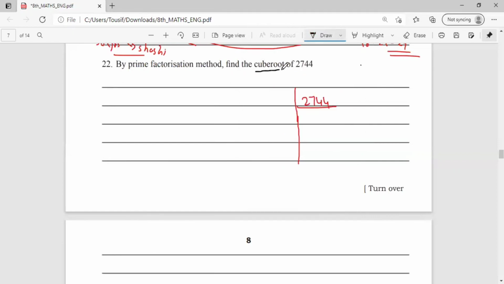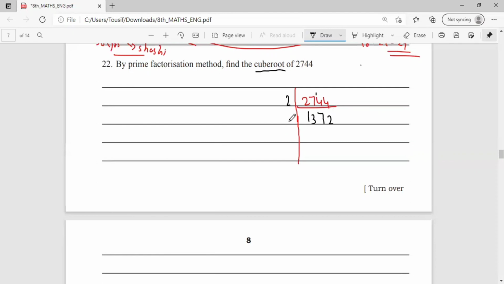Cube root means every factor should be repeated in the form of a triplet. A triplet is nothing but 3 times, right? Let us go with the first factor, 2. 2 ones are 2, 2 threes are 6, 1 is remaining. 2 sevens are 14.